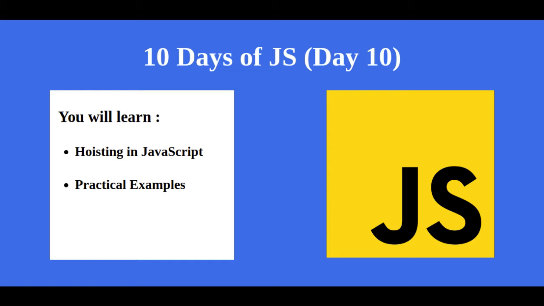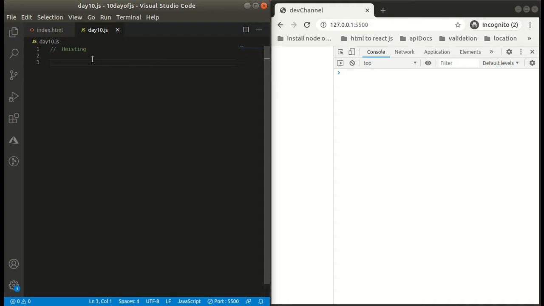Okay, so the topic that we will be covering today is hoisting in JavaScript. So guys, what is hoisting? Hoisting in JavaScript is basically a mechanism where variable and function declarations are moved to the top of their scope before code execution.